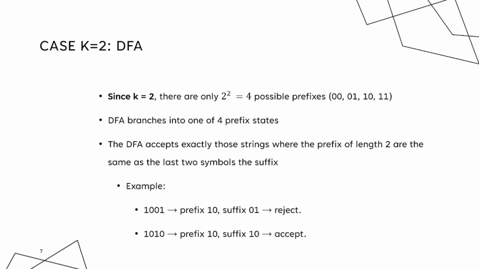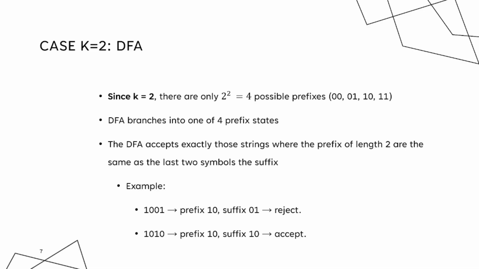Since we are working with binary, there are only 4 possible prefixes, which are 00, 01, 10, and 11. According to that, the DFA branches into the 4 cases based on the first 2 symbols of the input string. As it moves on and reads the entire string, at the end it compares the last 2 symbols, which is the suffix, to the stored prefix from earlier. If they match, the string moves into the accept state, and if they don't, it is rejected.